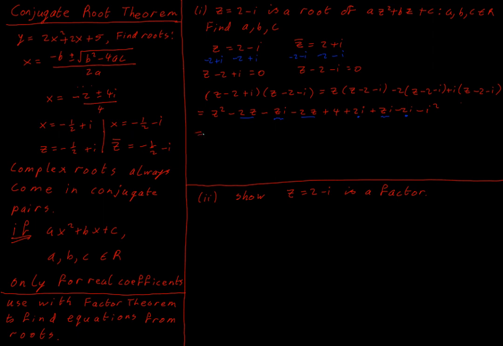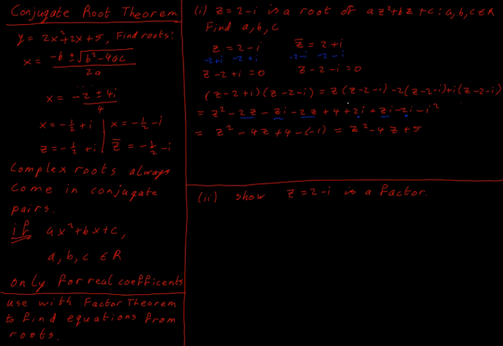So my next line comes down to z squared minus 4z, that sums to 0, that's dealt with, plus 4, it sums to 0, that's summed to 0, minus 1, is equal to z squared minus 4z plus 5. So that is my equation.